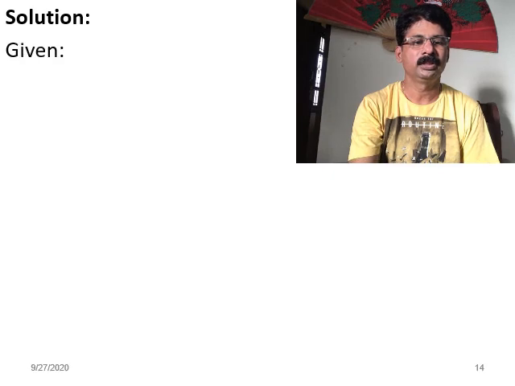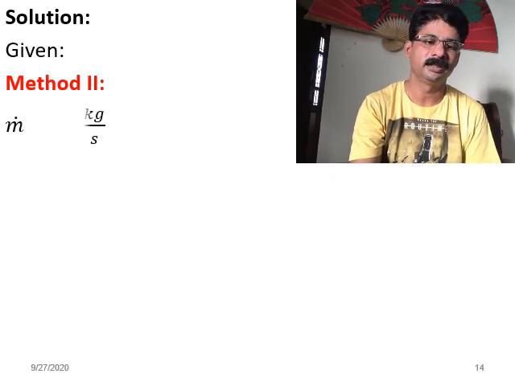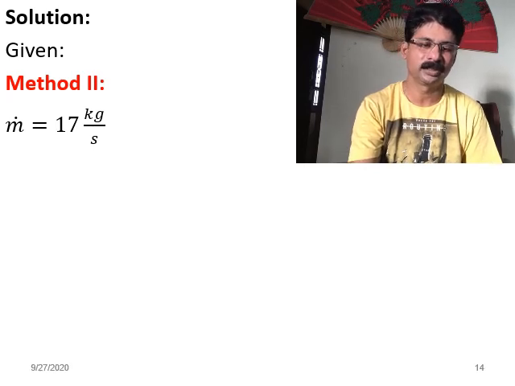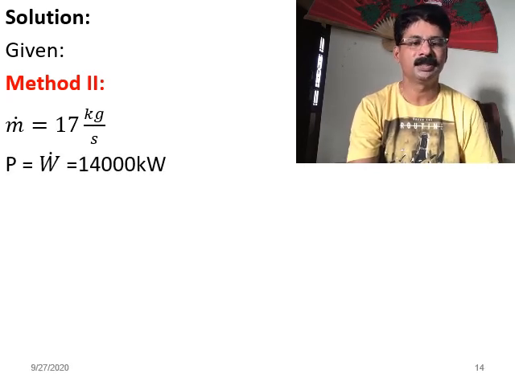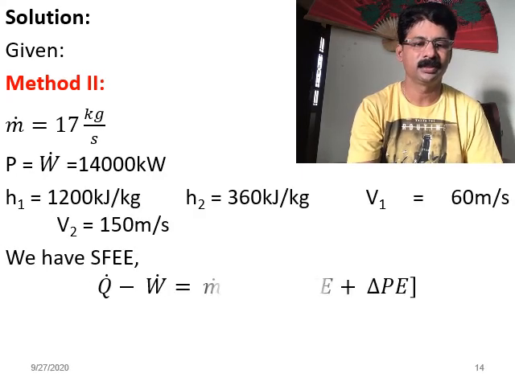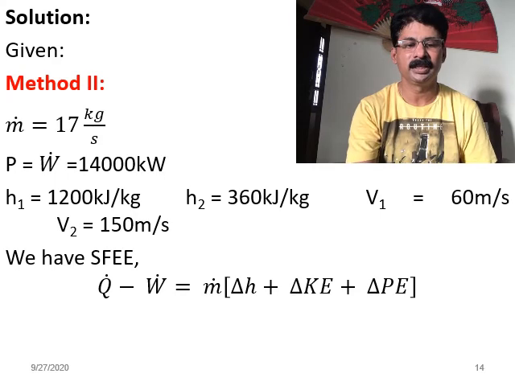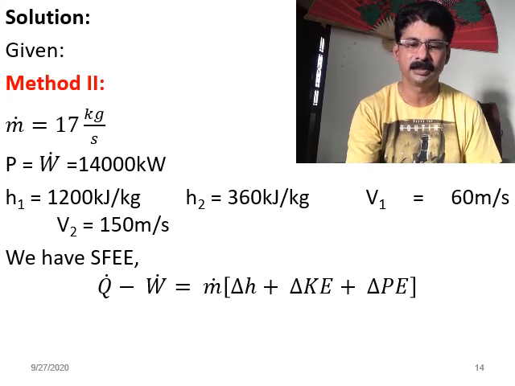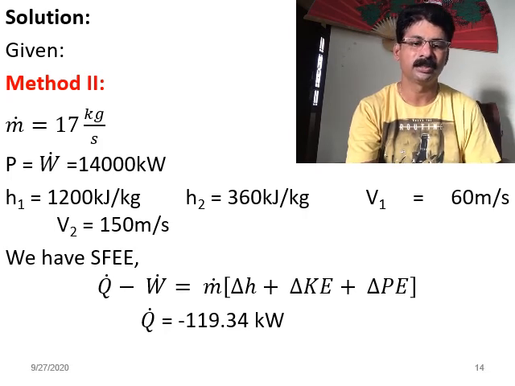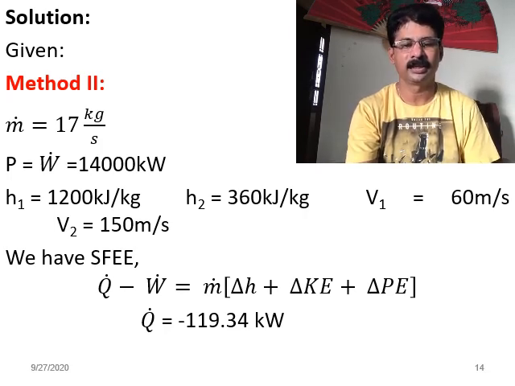Now let me go to method 2, as I told you earlier. Here it is a direct answer, because m dot is given in kg per second, and W dot is equal to 14,000 kilowatt. All these are the given data. Now for the steady flow energy equation, directly take it in rate form: Q dot minus W dot is equal to m dot into delta H plus delta KE plus delta PE. Substitute, and directly you will get Q dot as 119.34 kilowatt.